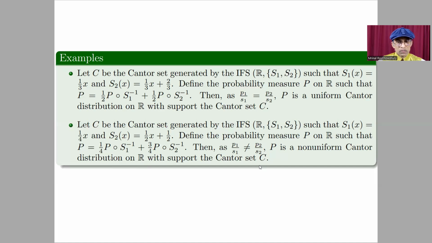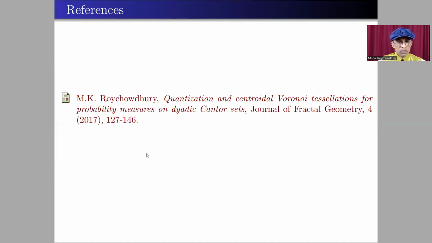And if you would like to read a paper in this regard, you can have a look at this paper: Quantization and centroidal Voronoi tessellations for probability measures on dyadic Cantor sets. It is published in the Journal of Fractal Geometry in 2017.